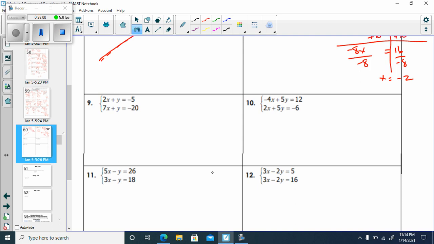Let's look at number 9. I've got 2x plus y equals negative 5. 7x plus y is equal to negative 20. Nothing says x is equal to or y is equal to, so I have to use elimination.